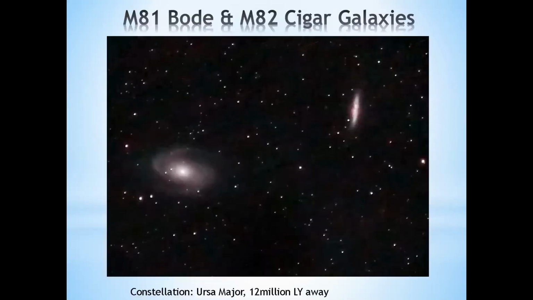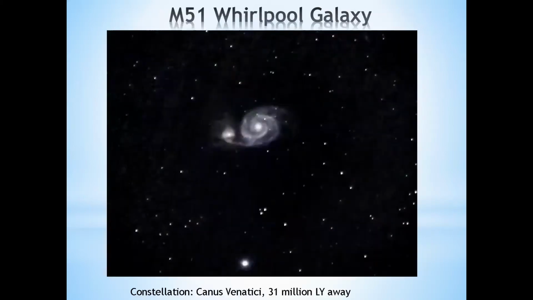These are two galaxies, Bode and Cigar galaxies, about 12 million light years away. And this is a Whirlpool Galaxy. It's about 31 million light years away. And this big galaxy is eating this little galaxy. They're so close to each other that someday they say that Andromeda Galaxy is going to devour the Milky Way. I'm hoping I'm not wrong for that.